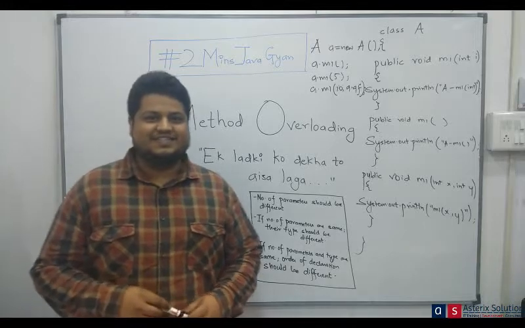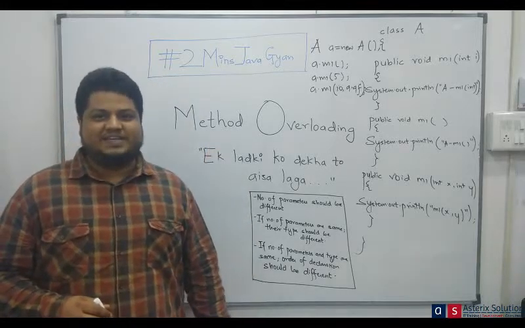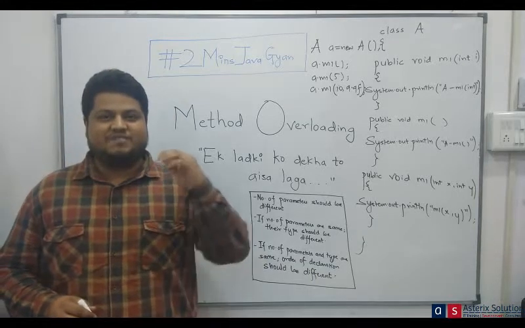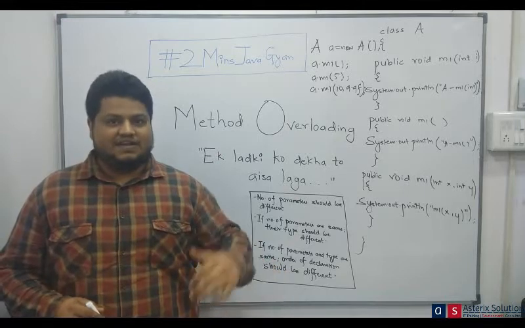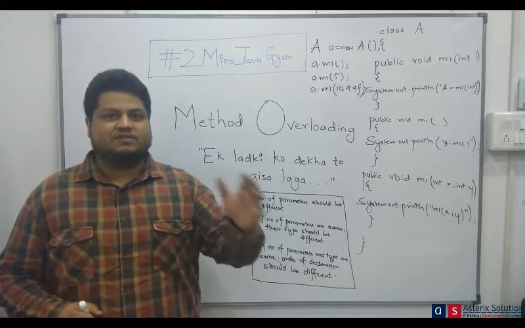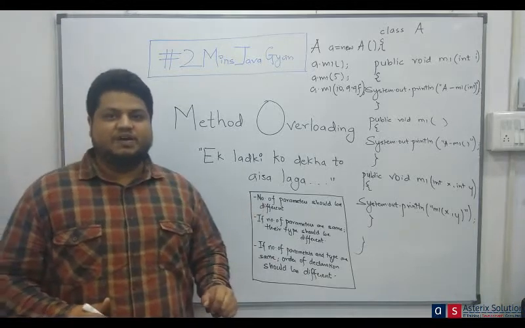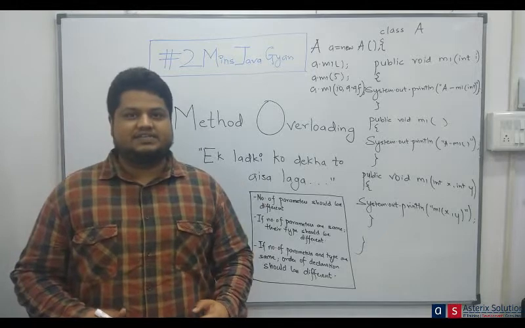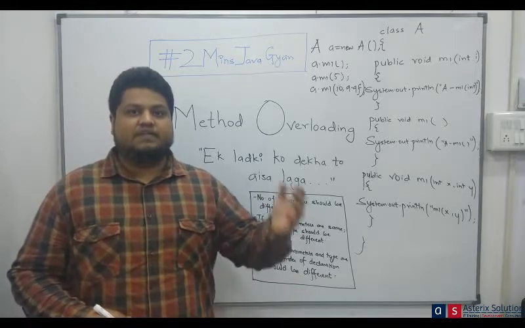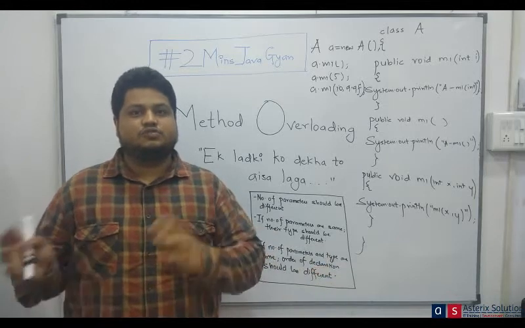Our topic for today's discussion is method overloading. Now, method overloading is a simple concept wherein you have multiple methods with the same name in a class, but they have to differ on some parameter issues. For example, the number of parameters should be different for every method you are trying to overload. If the number of parameters is the same, their type should be different. If the number of parameters and their type are even the same, the order of declaration should be different.